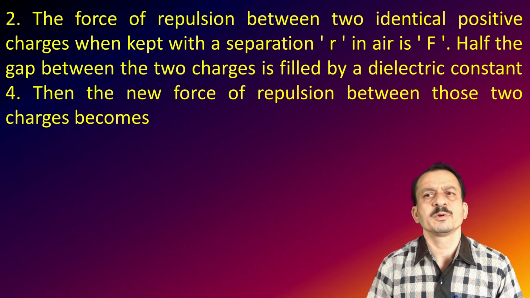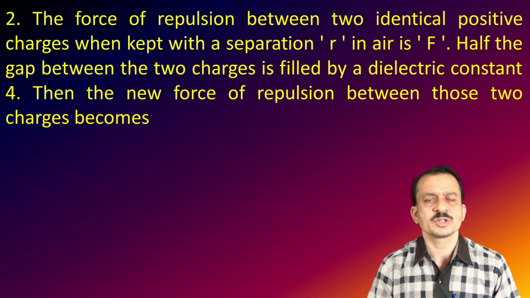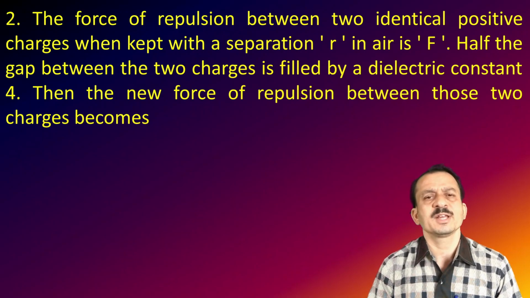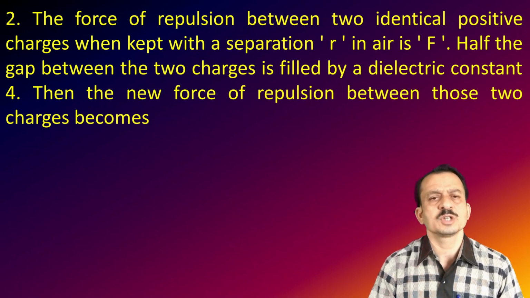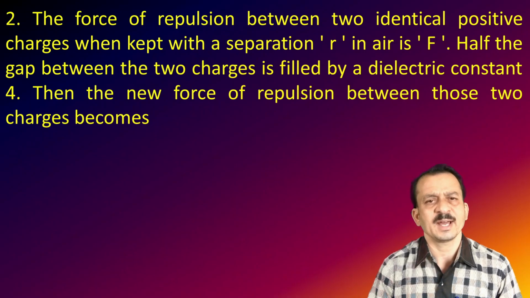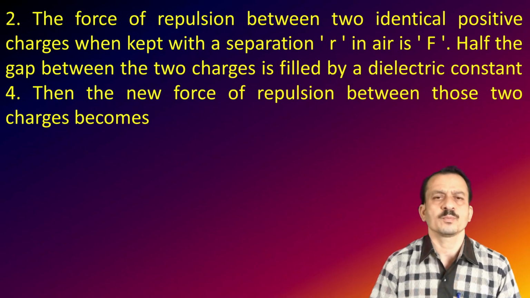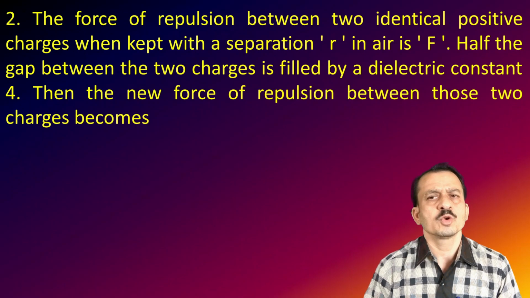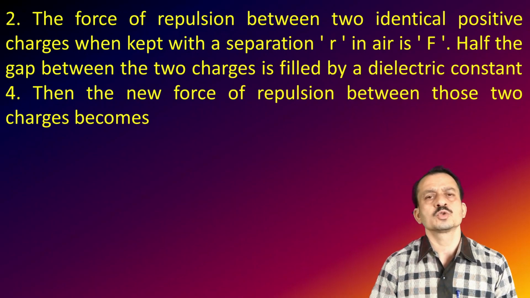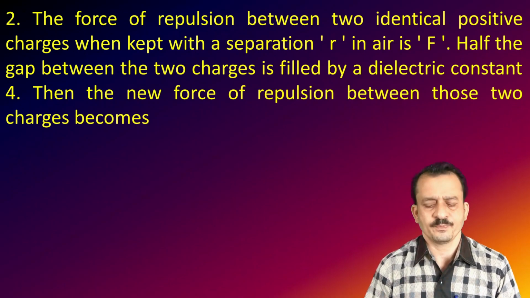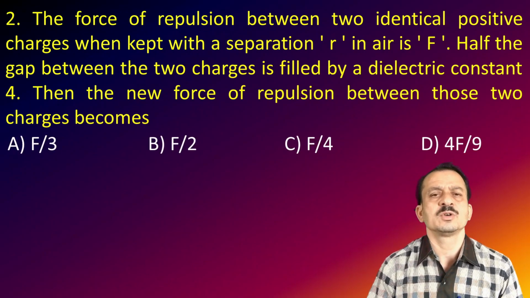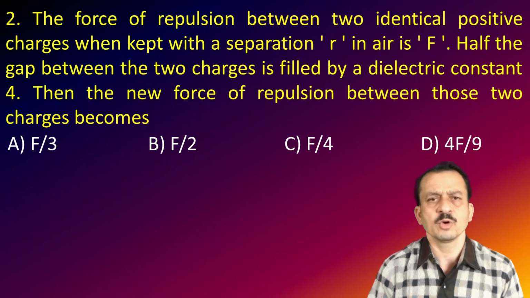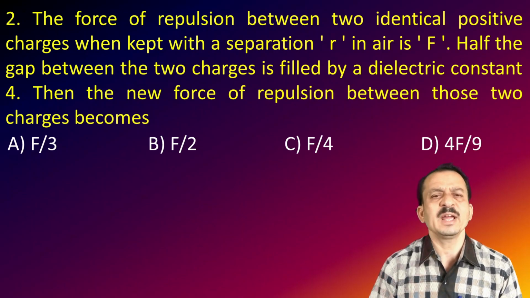The force of repulsion between two identical positive charges when kept with a separation R in air is F. Half the gap between the two charges is filled by a dielectric of constant 4. Then the new force of repulsion between those two charges becomes. So options are, A is F by 3, B is F by 2, C is F by 4 and D is 4F by 9.